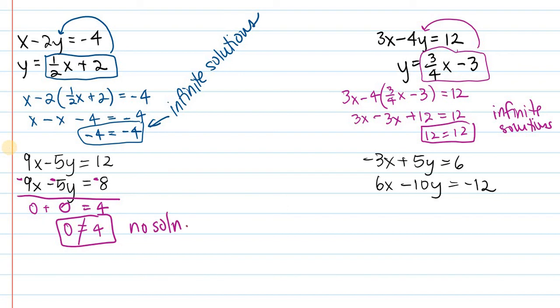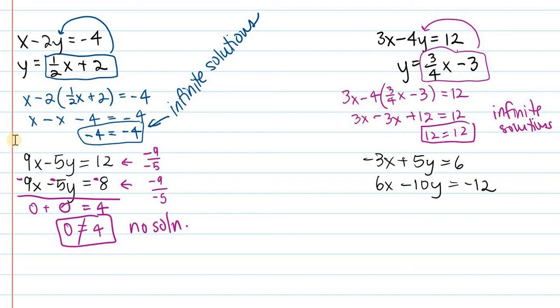Therefore, we can conclude that there are no solutions. If you're unsure about this, we can also check quickly to see if they have the same slope. And recall that when it's in standard form, you can find slope by doing negative a over b. So that would be negative 9 over negative 5. And here, if we did negative a over b, we would also have negative 9 over negative 5. Those are the same slope. Things that have the same slope are never going to intersect.